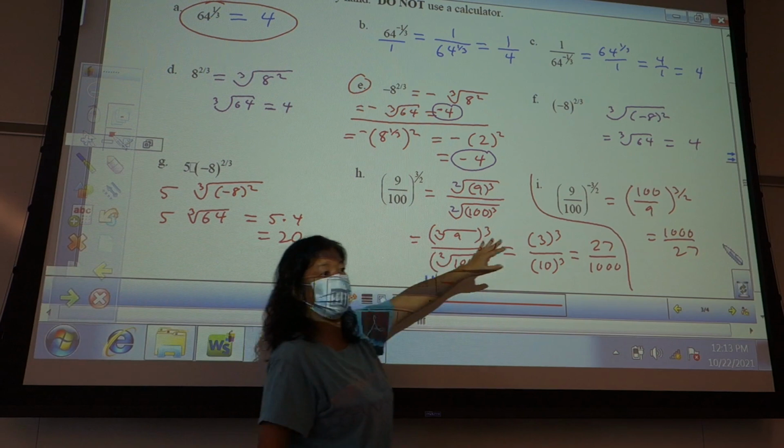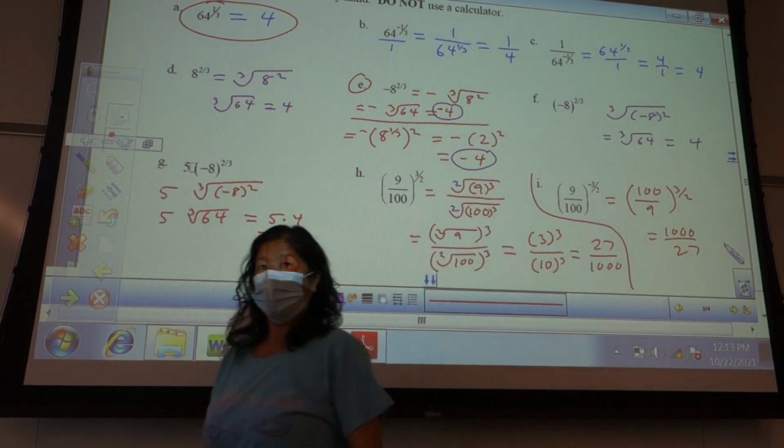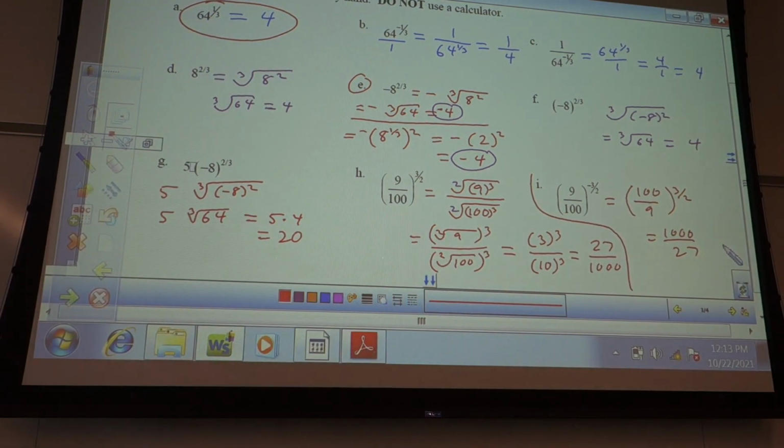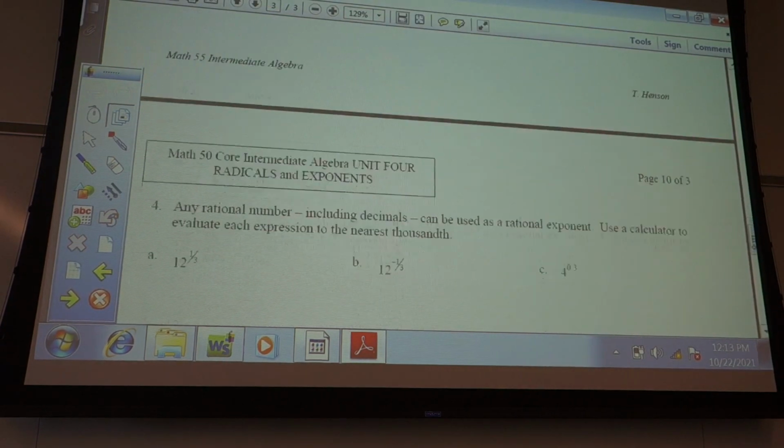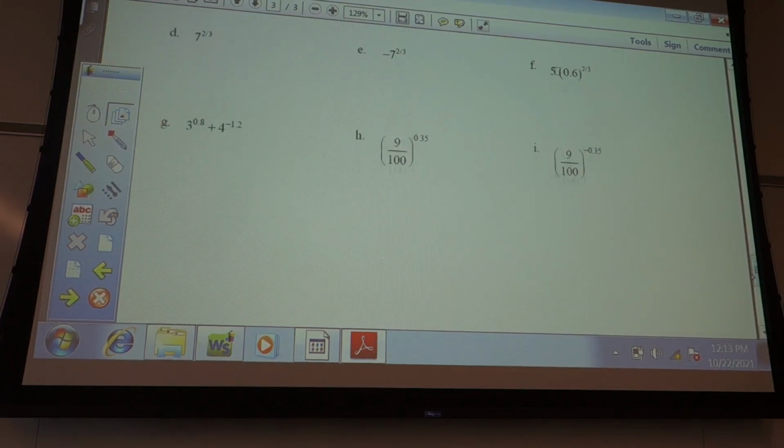Are people good with this part? All right, so bust out your calculators or your phones. We're going to move on to these. This is super quick and easy.